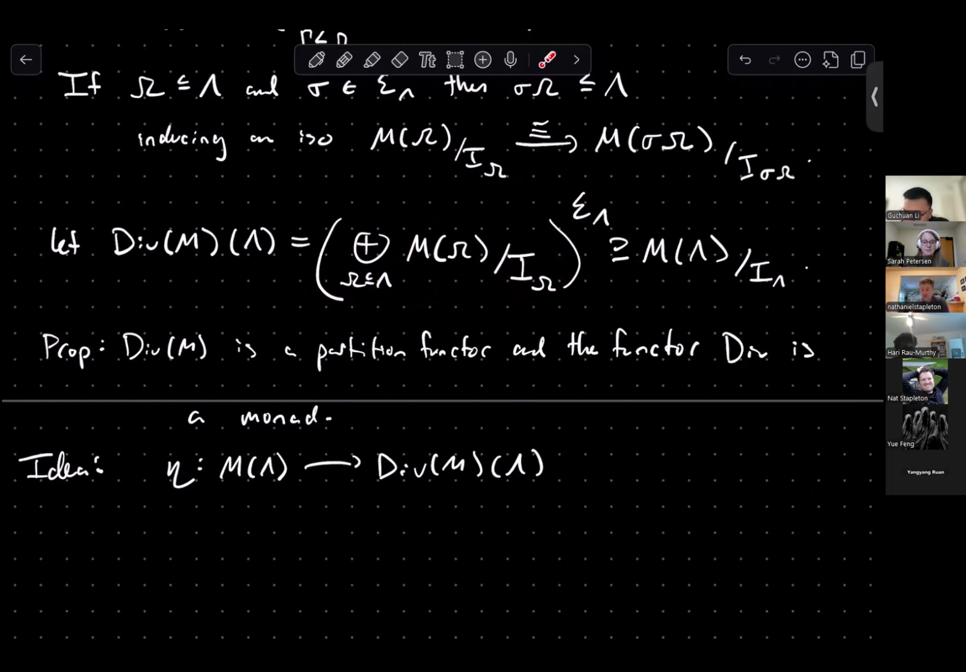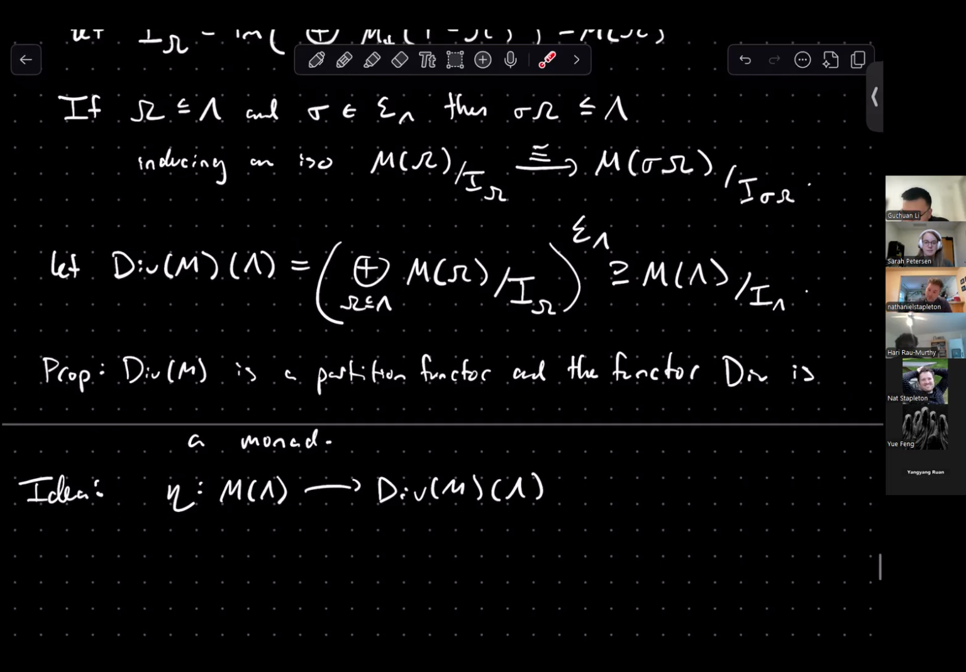But there is also the multiplication for the monad structure, going from div of div of M back down to div of M. It uses the fact that I've got these special summands sitting inside of here. So it's not actually a projection onto these summands, but it's induced by the projection onto these summands. That's how we get from div of div of M back to div of M.